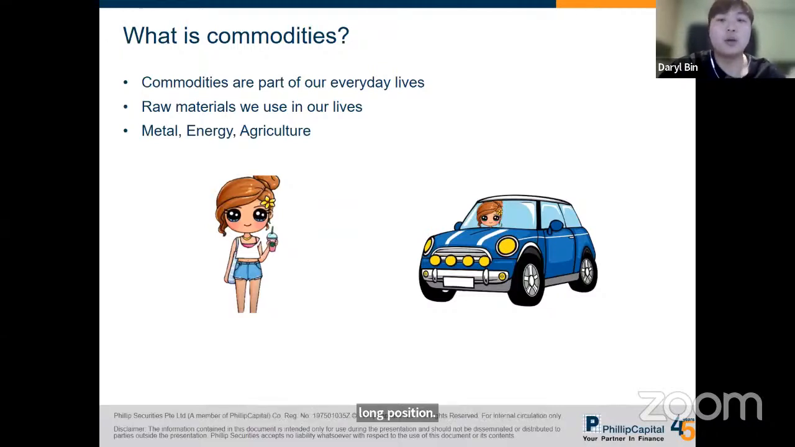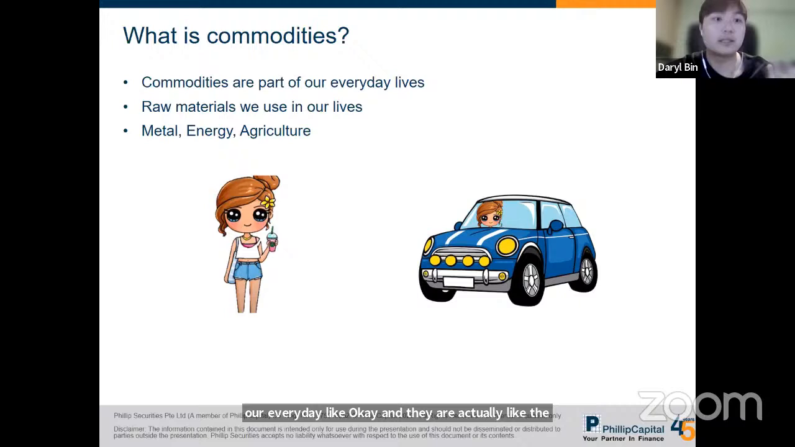Okay, so what is commodities? Do you know that commodities are actually part of our everyday life? They are the raw materials we use in our daily life. To help you better understand the meaning of commodities, let me give you a simple example.